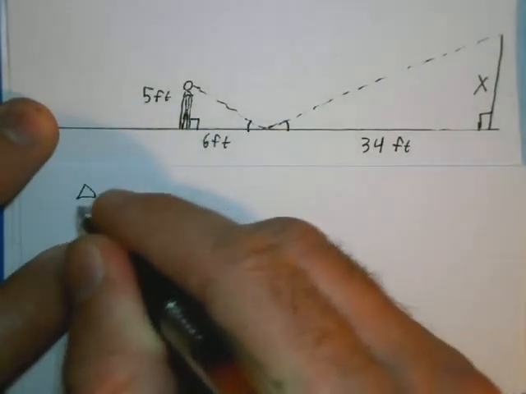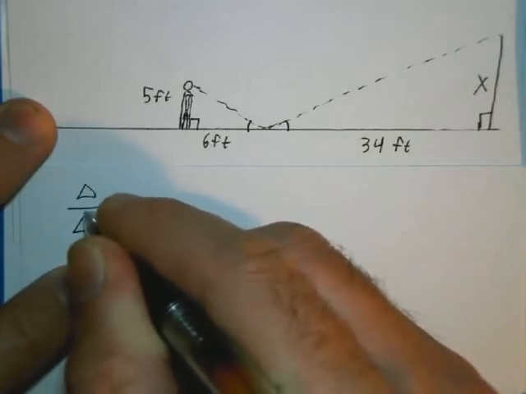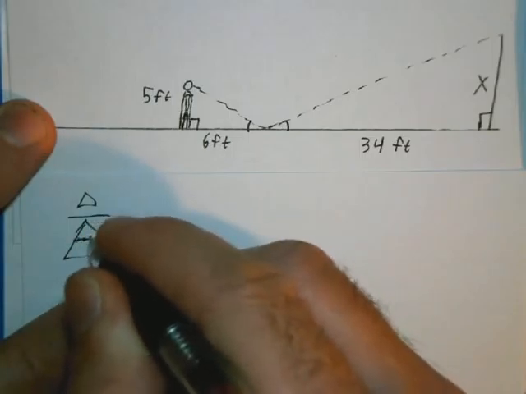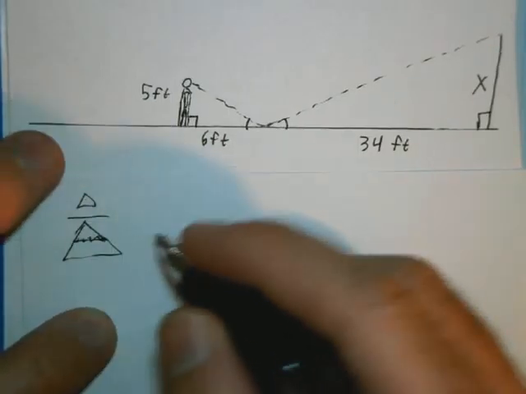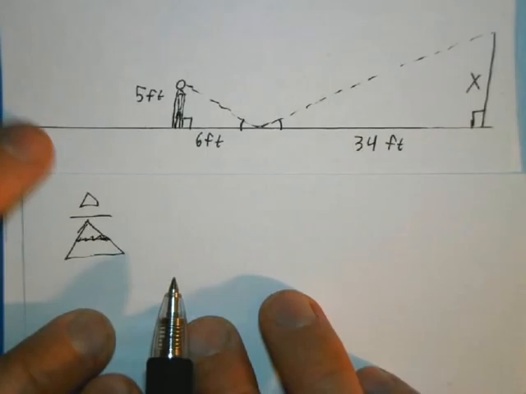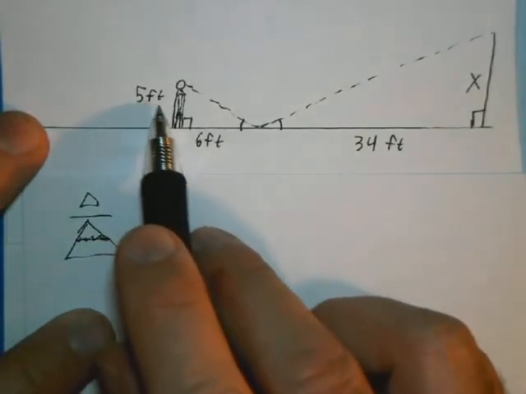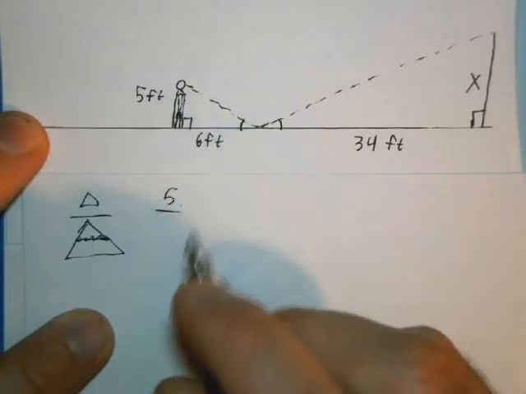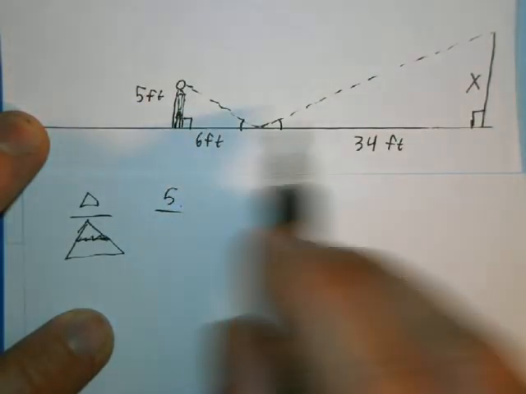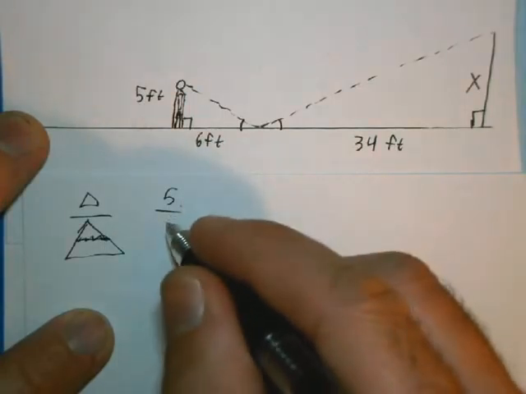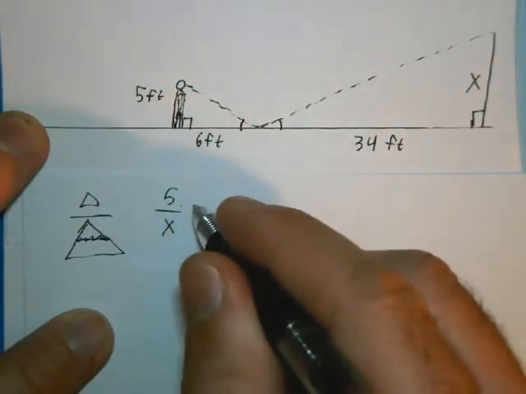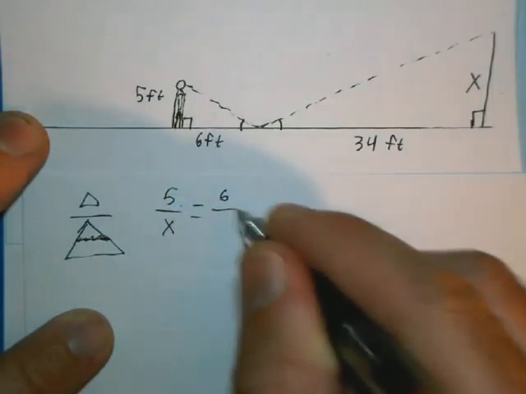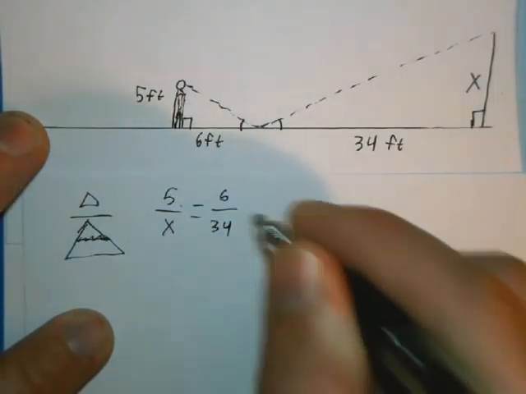So little triangle over big triangle. If you need to make that bigger, you can. So little triangle over the big triangle. What goes with the 5 feet? Little triangle, 5 feet. Big triangle is going to be the x. Little triangle, 6 feet. Big triangle, 34.